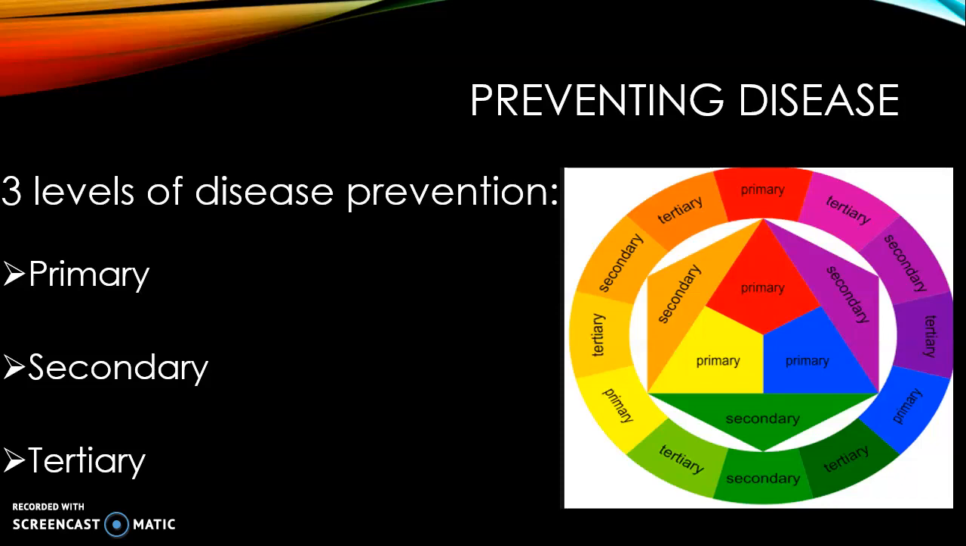There are three different levels of disease prevention. Primary prevention refers to preventing the onset of disease. Secondary prevention relates to attempts to intervene and possibly halt the disease before it fully develops. Tertiary is aimed at improving the quality of life in the presence of disease. The overall goal is to reduce the symptoms.